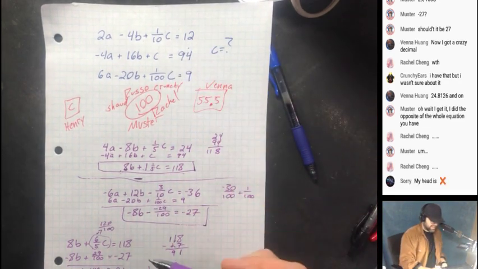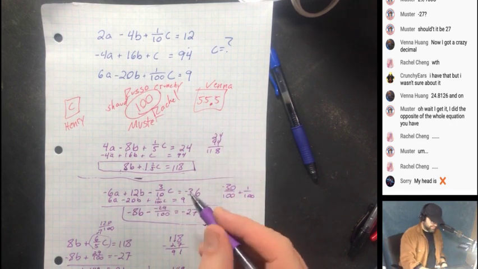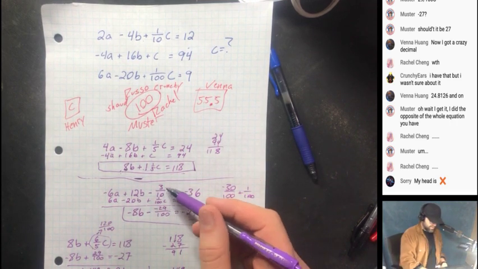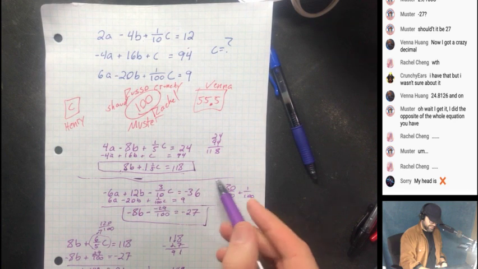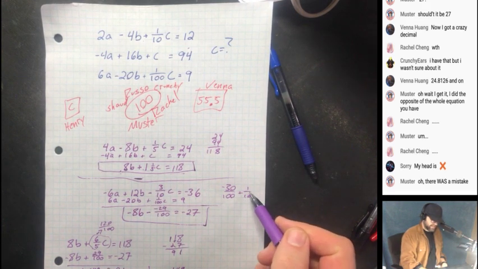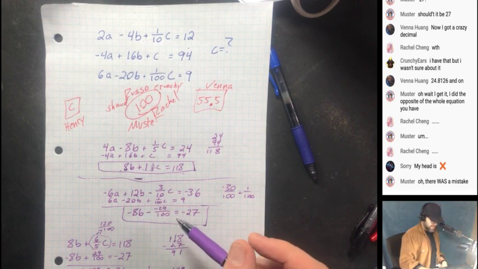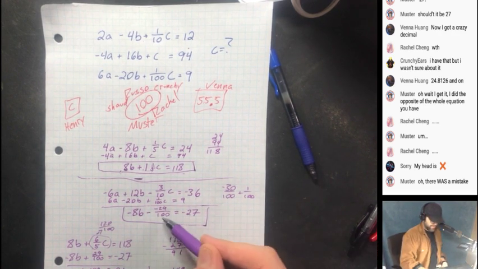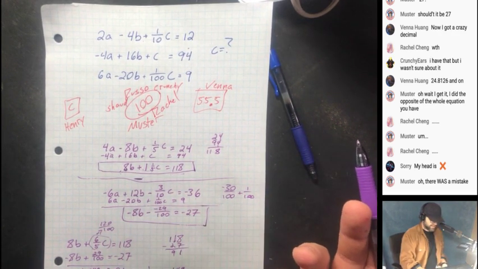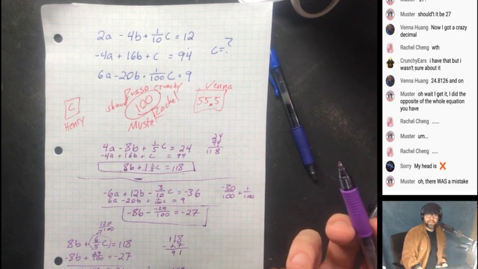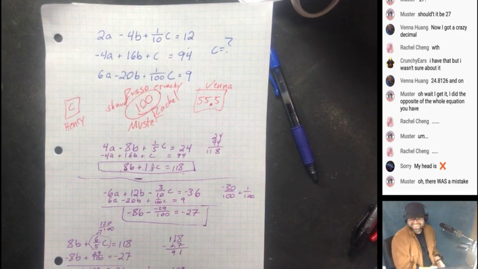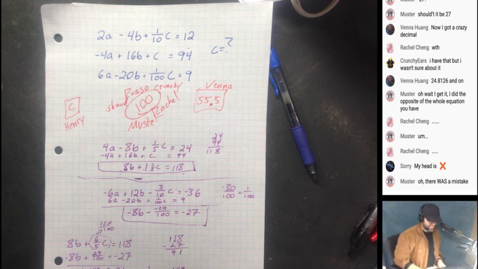And then we added them to this bottom equation here. So that would be negative 3. That's the same thing as negative 30 over 10 plus 1 over 100. That's negative 29 over 100. And that's still a negative 8b, and then that's negative 27. Bros! Have you caught it yet? Have you caught the purposeful mistake that I left into this problem?